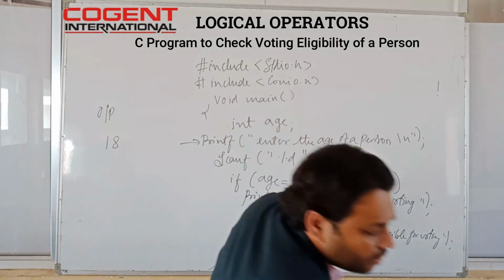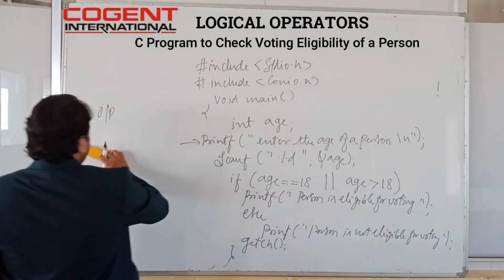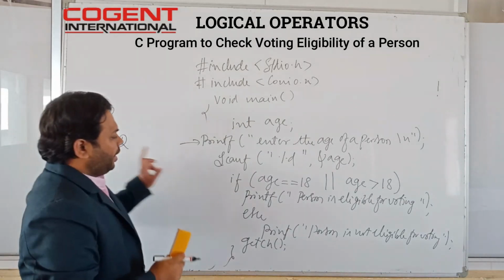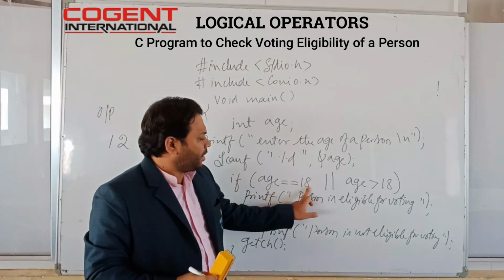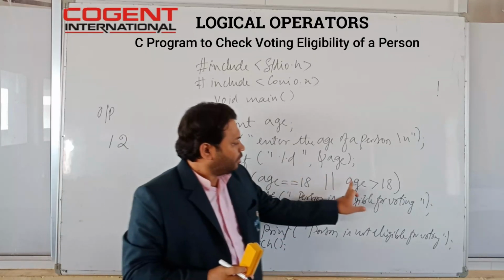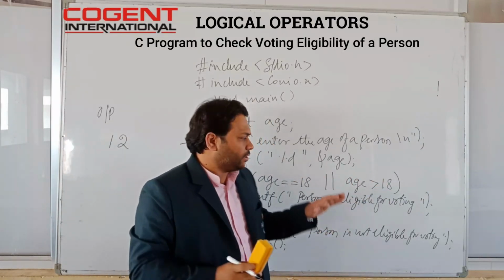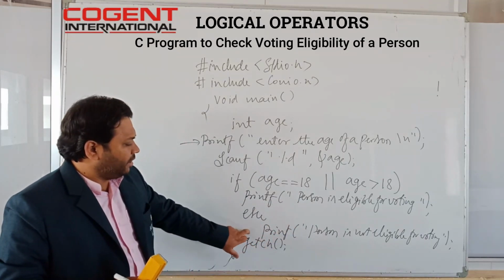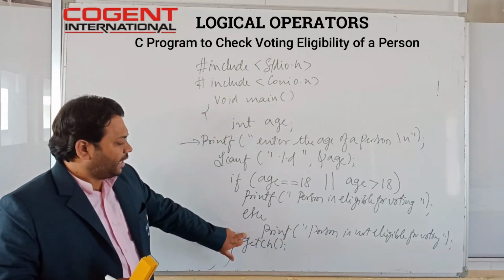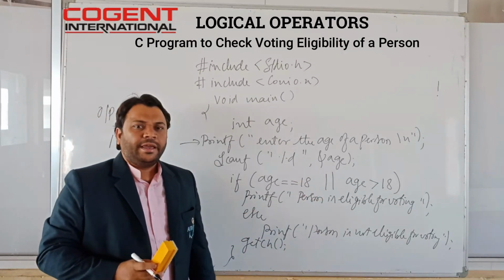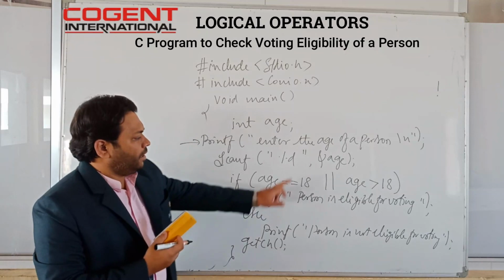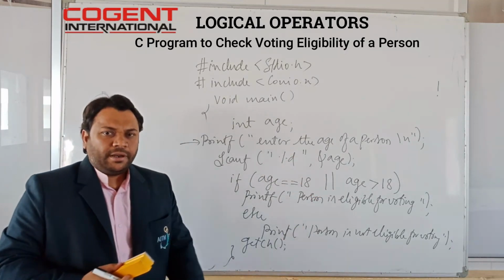Suppose I have entered the age as 12 here. Okay. Then it will check 12 is equal to 18. No, it is false. 12 is greater than 18. No, it is false. It will not execute this statement. It has to execute the else part, printf person is not eligible for voting here. Got my point? So this is the logical OR operation in a C program.